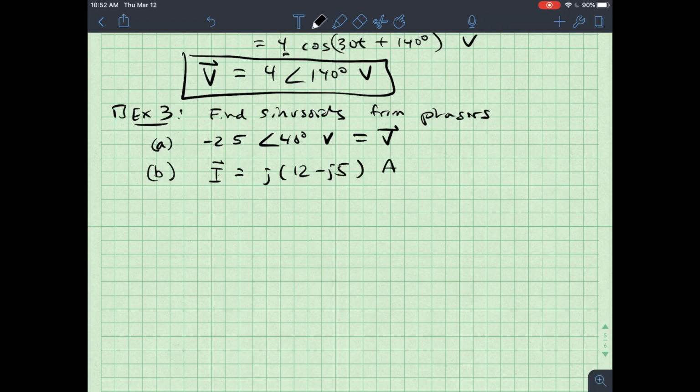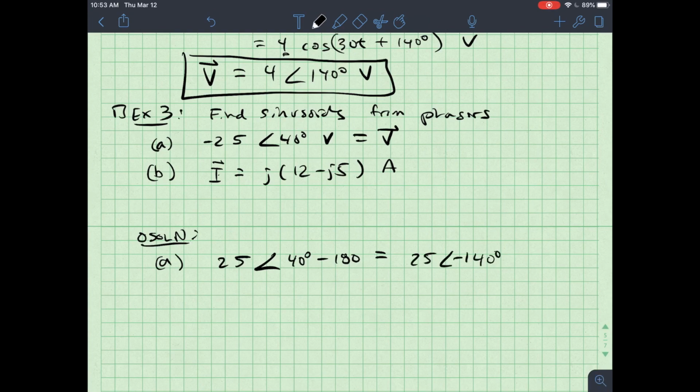All right, so let's go ahead and solve this. In part A, it's more or less a straightforward application of the conversion between the two things. We'll first of all just notice that I've got a negative 25, so to make this a positive 25, I can subtract or add 180 to the angle. I don't care which way you do it. I'm going to subtract it because that gives me 25 angle negative 140 degrees.